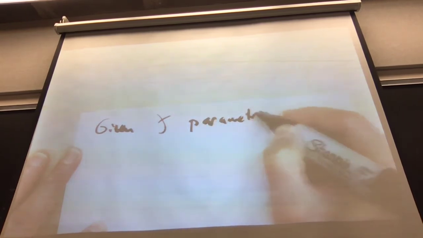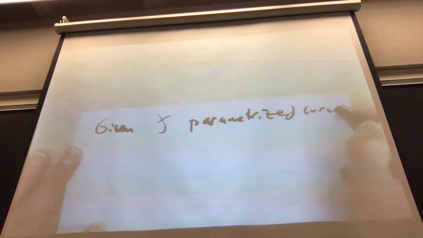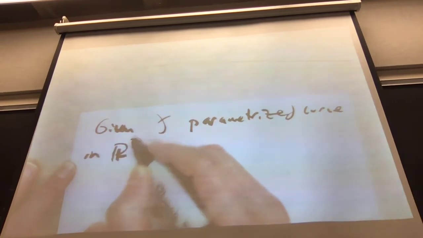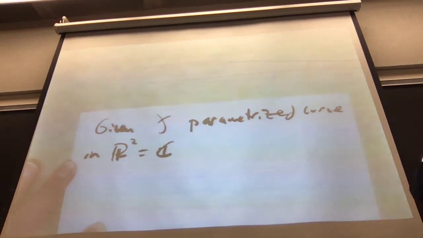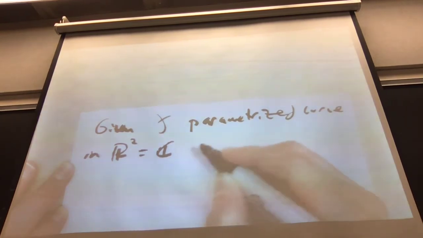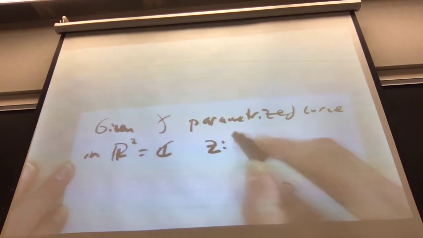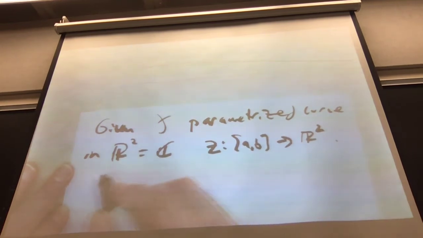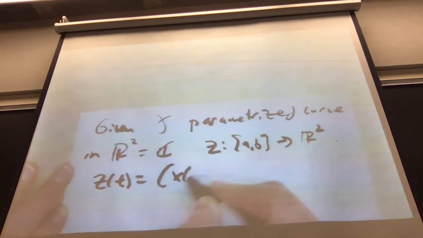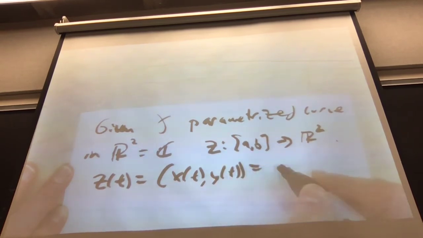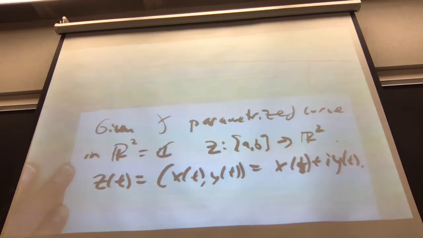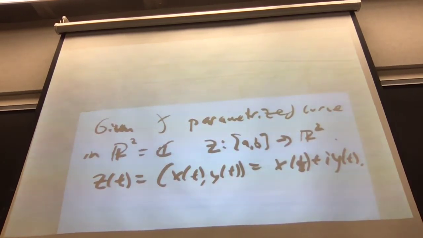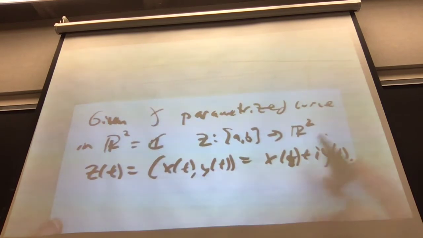curve in, let's just say, R2. You can think of this as the complex numbers, if you like. So what I mean by that is, I have a function z from [a, b] to R2. So z of t I'll think of as x of t comma y of t, or I'll think of it as x of t plus i y of t. x and y are real and continuous. So being a curve means that it's continuous.